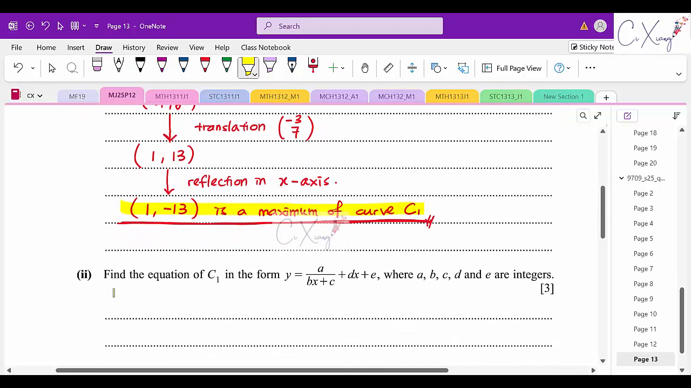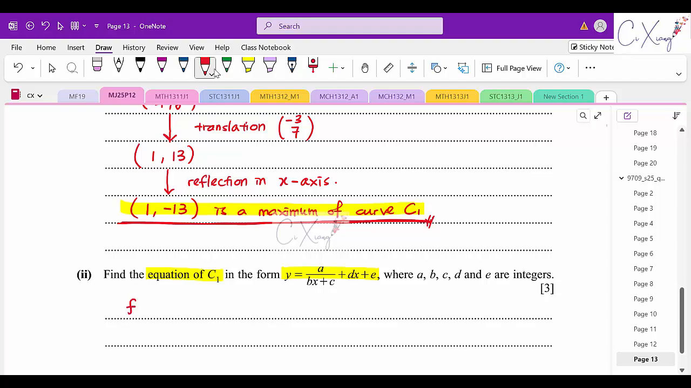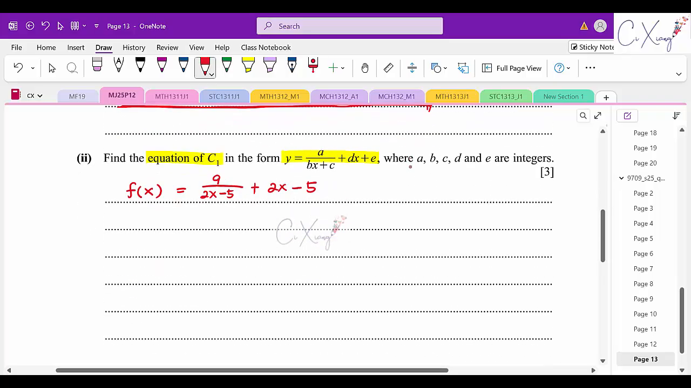Now they said find the equation of C1 in this form, where A, B, C, D, E are integers. Alright, so first of all, I want to write out my original equation in function form. So I let f(x) equal the original equation, 9 over 2x minus 5, plus 2x minus 5. Then I will rewrite all my transformations in terms of the function.